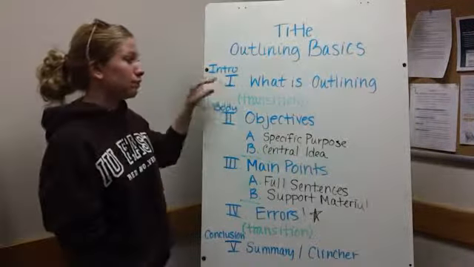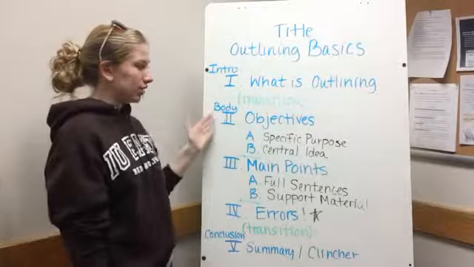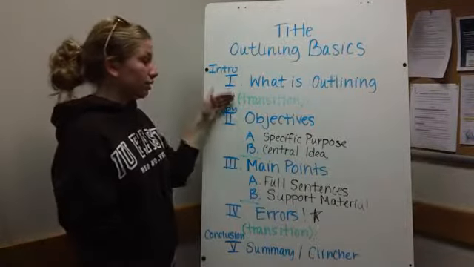It'll be in parentheses between each point. So, I have included it in green so that you can see where it would go. It won't have a Roman numeral in front of it. It will simply be in parentheses.